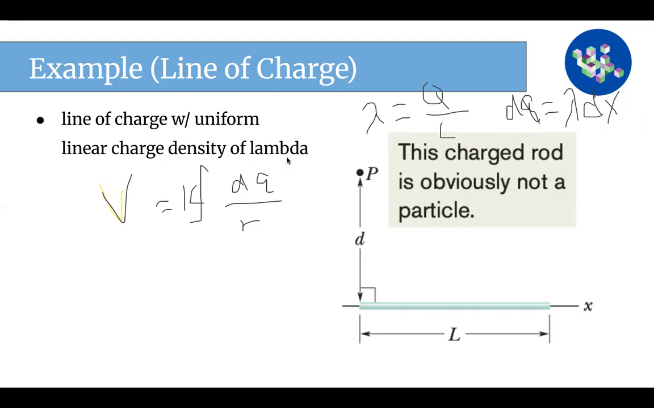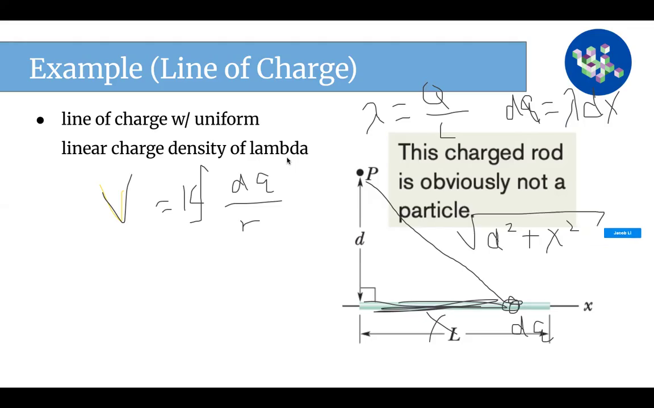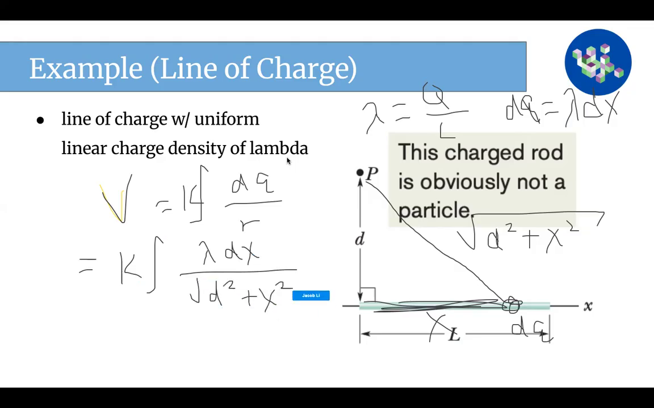Okay. And r is the distance from any little dq to the rod, and I just called this distance x. So r is square root of d squared plus x squared. Okay, and then I just plugged it all in. dq is lambda dx divided by square root of d squared plus x squared, and that should range from 0 to L. So that's the initial setup that I did.